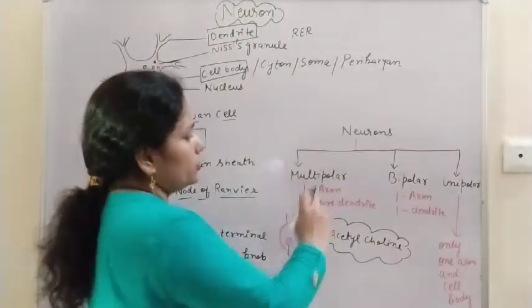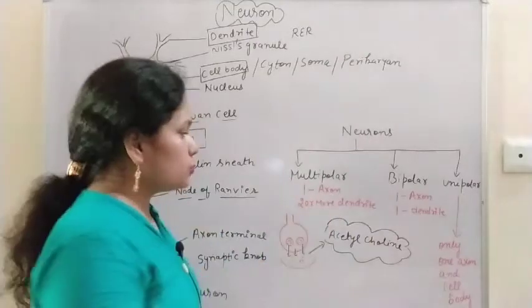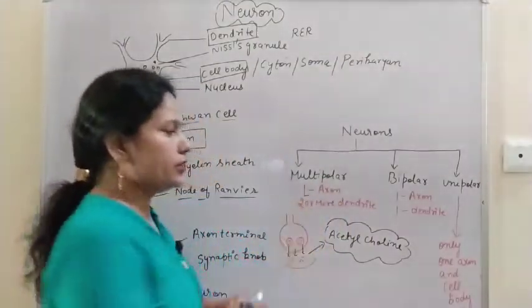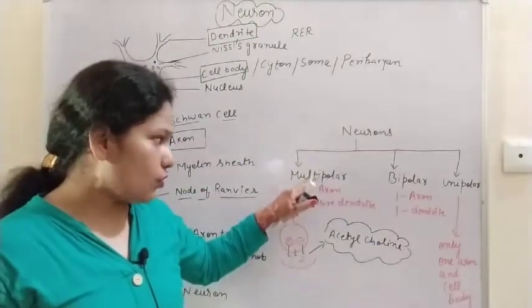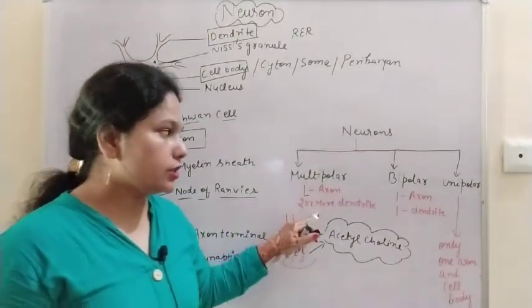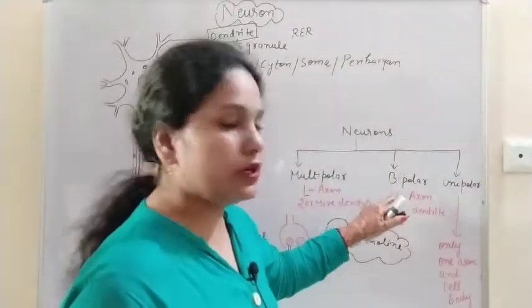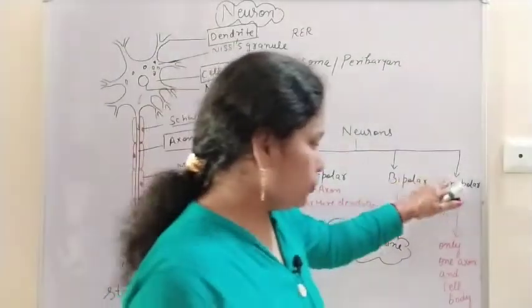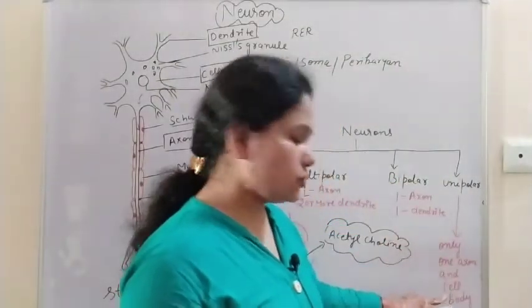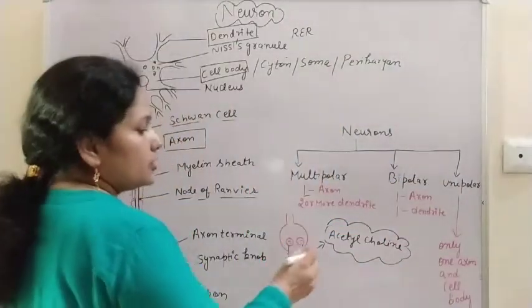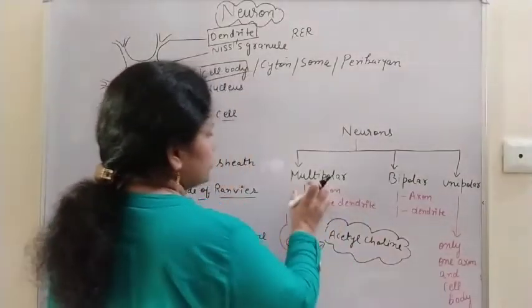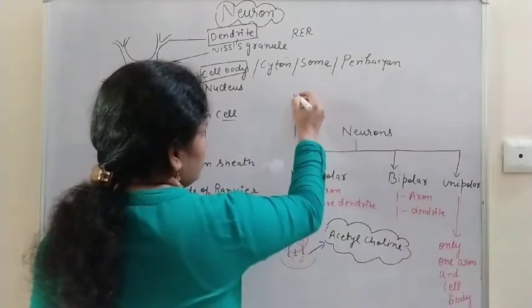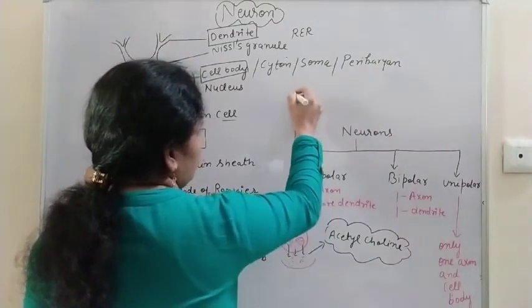Multi, I think you know, means more than one. So what will be there? Only one axon and two or more dendrites in case of multipolar neuron. In case of bipolar, only one axon and one dendrite, and in unipolar, only one axon and the cell body. Let us draw the diagram of these. Multipolar, only one axon, so like this, only one axon.